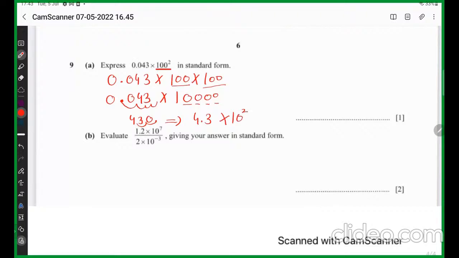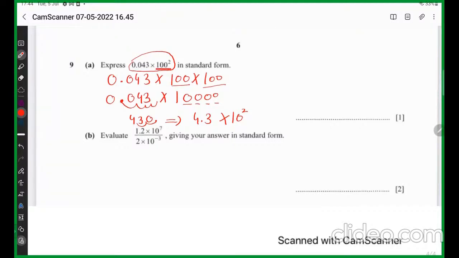So I'll tell you the best way of solving such questions, okay? First of all, just write it down as a simple number, as an ordinary number. It was 100 square. 100 square means 100 multiplied by 100, so it would be 10,000. Now we had 0.043 and it was being multiplied by 10,000. 10,000 has 4 zeros. So I need to move this decimal 4 units to the right.